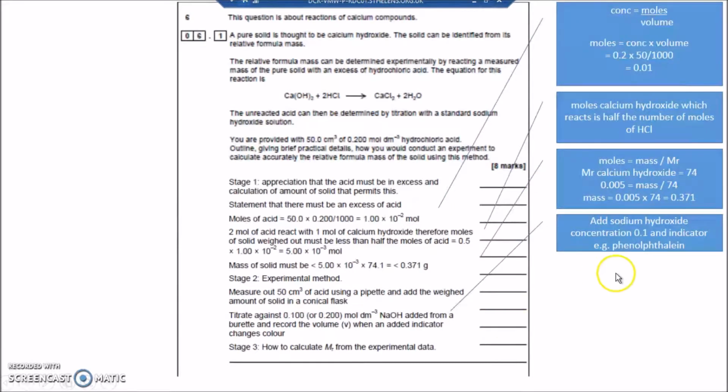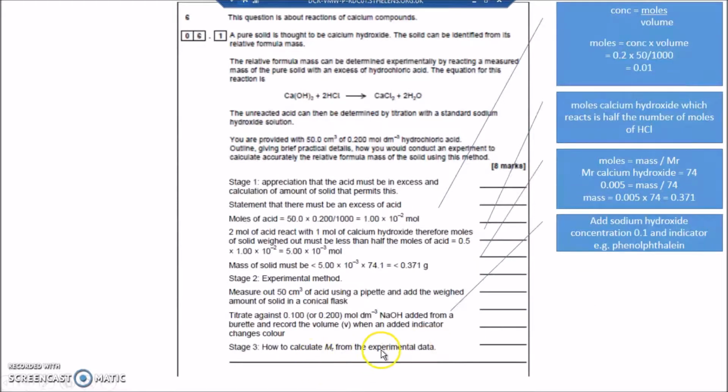The best indicator to use, incidentally, is phenolphthalein. Phenolphthalein means that when the sodium hydroxide just reacts with the hydrochloric acid and then you add one more drop of sodium hydroxide, the phenolphthalein in excess sodium hydroxide goes a nice pink colour. So phenolphthalein is good to use if you're adding sodium hydroxide from the burette. And so you can titrate it.